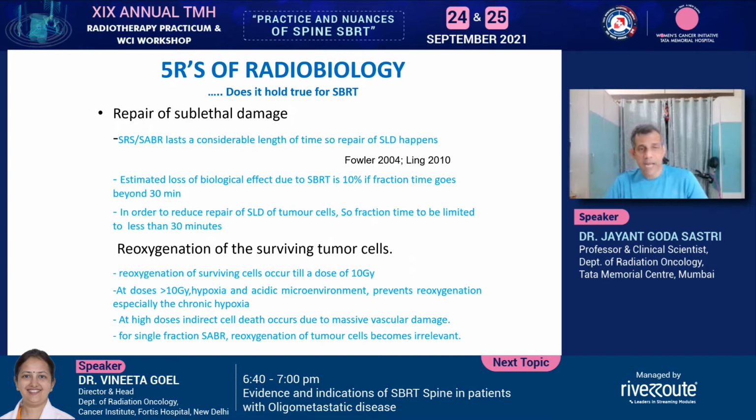What about hypoxia and reoxygenation of the surviving tumor cells? We all know that in conventional fractionation, reoxygenation happens. Reoxygenation of the surviving clonogenic tumor cells occurs till a dose of 10 gray. However, at doses beyond 10 gray, hypoxia and acidic microenvironment prevents reoxygenation, especially in tumor cells which are in phase of chronic hypoxia. Therefore, at high doses, indirect cell death occurs due to massive vascular damage. And in single fraction SABR, reoxygenation of tumor cells therefore becomes irrelevant.